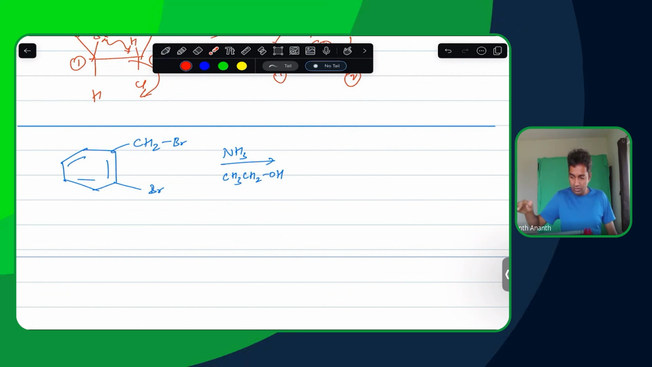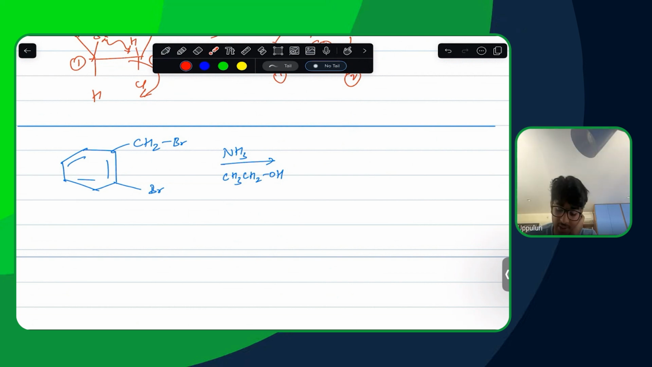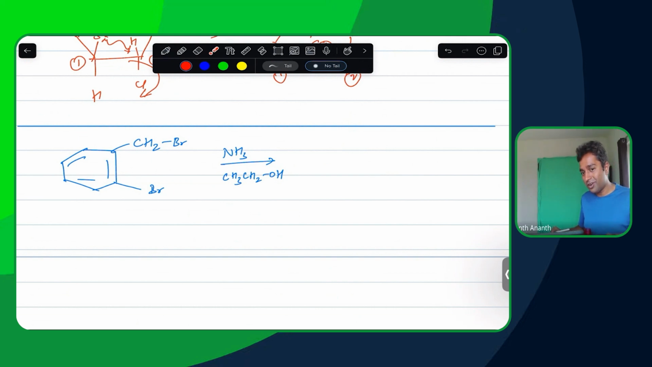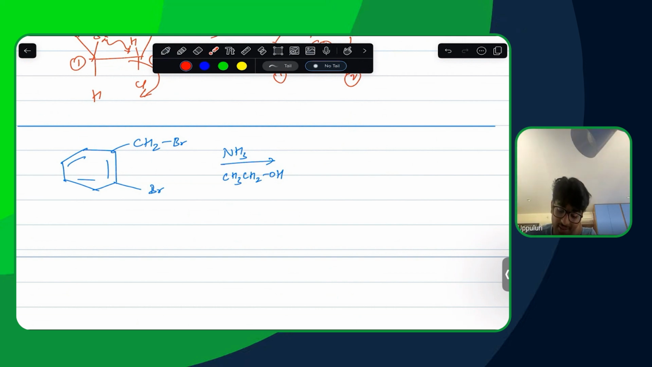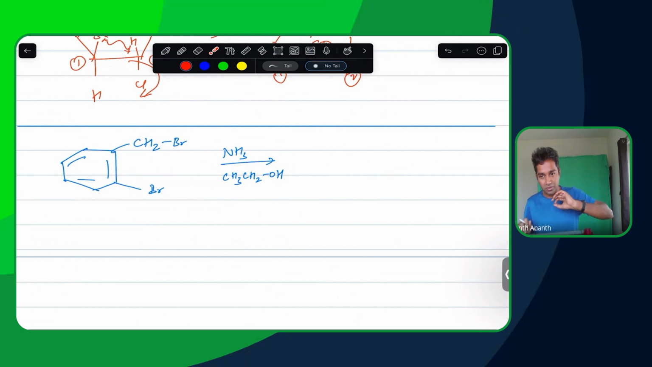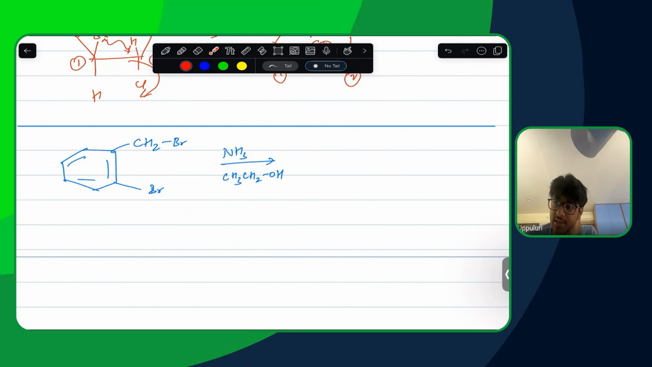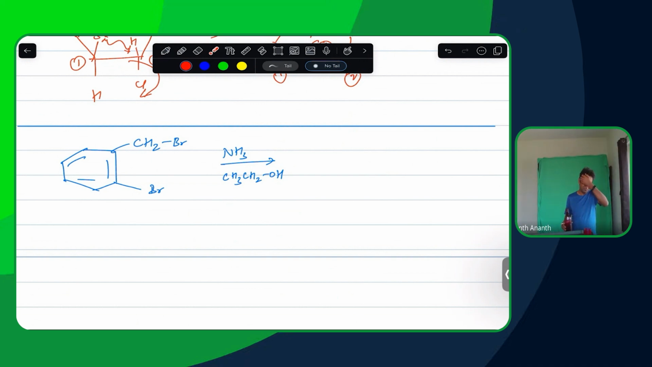Now, what is among the other options given there in the question? Do you have a problem? No, sir, I got the answer. You understand that the ring will not be touched, right? So that bromine on the ring is not going to be hit at all. That part is clear, right? That'll stay similar. Cool. Okay, next.